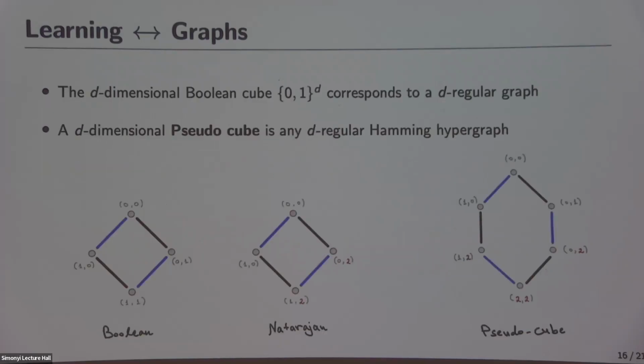Now we can identify this other property of a Boolean cube: if you look at the leftmost plot, you can see that a Boolean cube is just a d-regular graph in this model. In this generalized model of the Hamming hypergraph, which I just defined, we can define the notion of a pseudo-cube, which is another d-regular graph. So the Boolean cube and pseudo-cube coincide in the case of two labels, but when there's more than two labels, these are different.